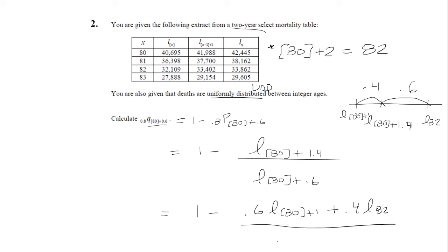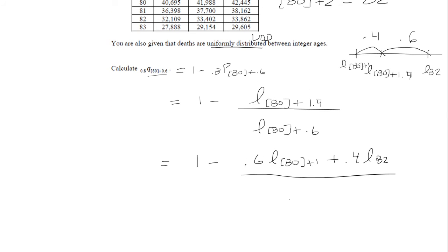And that's all over L80 plus 0.6. Well, that is 0.4. It's 0.6 away from L80, which 1 minus 0.6 is 0.4 of L80. And it's 0.4 away from L80 plus 1, so we'll do 1 minus 0.4, which is 0.6 of L80 plus 1. And now we just have to use the mortality table.